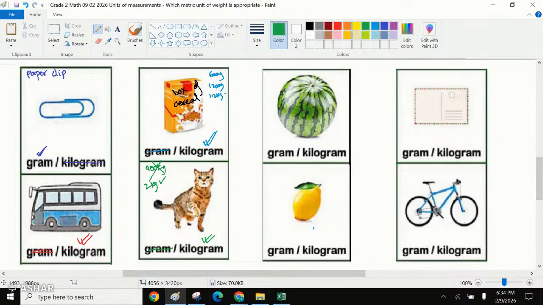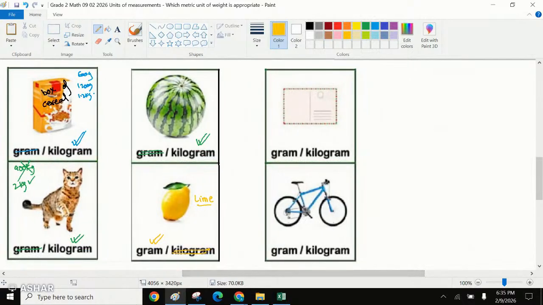We know that watermelon has to be in kilograms. What about a mango? Is it a mango or a lime? Oh, it's a lime. Okay. I'll just write down lime over here. It's not a mango. We squeeze a lime.